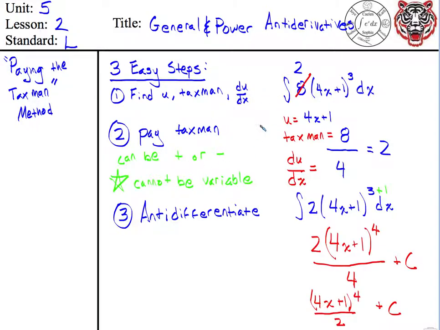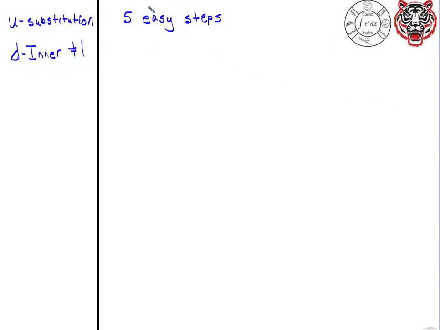When you do free response and you write paying the taxman, those AP graders are not going to know what you're talking about. That's why you need to do this. Sometimes multiple choice has u substitution in it. There will probably be 2 to 4 points of u substitution questions on the AP test out of 108 points. So if you don't know it, it's not the most crucial thing, but we should learn it. Okay, 5 easy steps.